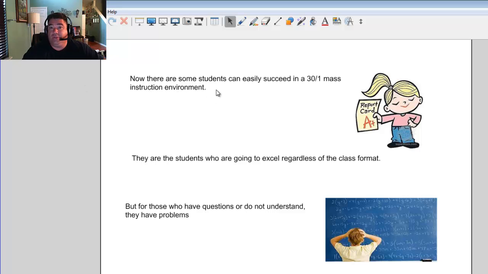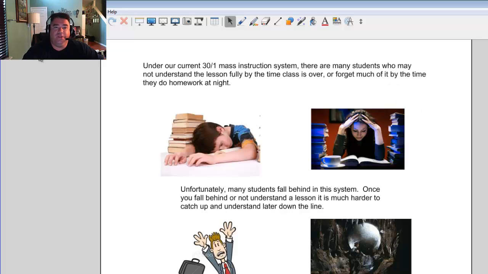Now there are some students, however, who can succeed in a 30-to-1 mass instruction environment. Look, some folks are just going to get the A. They're the A people, and that's just how it goes. There are the students who are going to excel regardless of the class format. So I could have almost any format, and they're going to get an A in it because that's who they are. But for those who have questions or do not understand, they have problems. So it doesn't always work for everyone as equally.